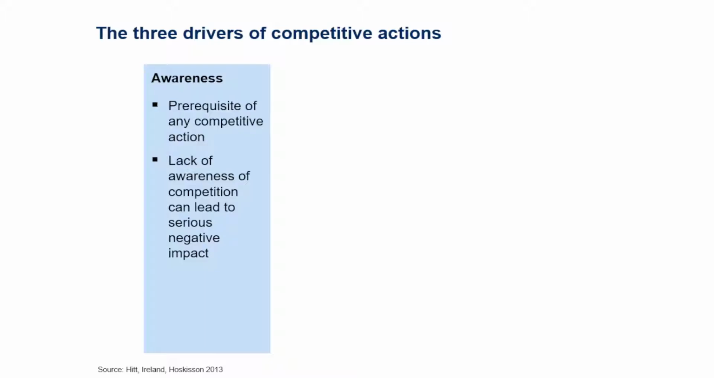So the first step is, if Lotus lowers their prices, in order for Big C to take any action on this, they need to be aware what is actually happening in the market. So that's the prerequisite of any competitive action. Now, if Big C misses that, is not aware of what is happening, it might lead to a severe negative impact for the company. So awareness is the first key driver for competitive actions.